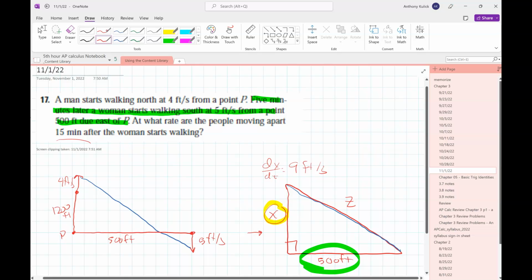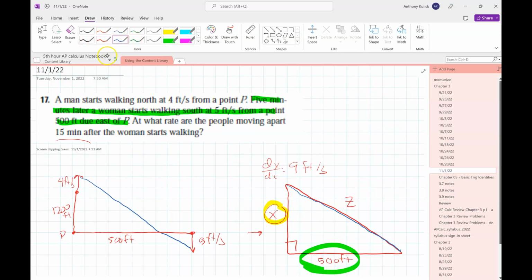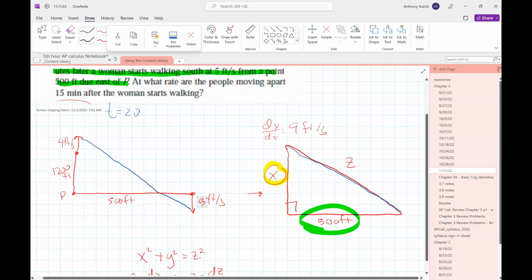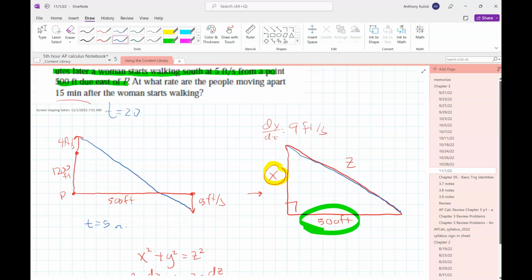So 15 minutes after the woman starts walking is at t equals 20, right? You guys agree with that? This was like t equals 5 down here. Well, 5 minute. Now I need that because I need to figure out the length for x and the length for z to plug in. Mackenzie? You said it's 20 because of the 15. Right, yeah.